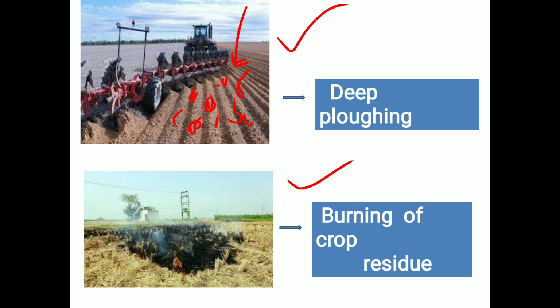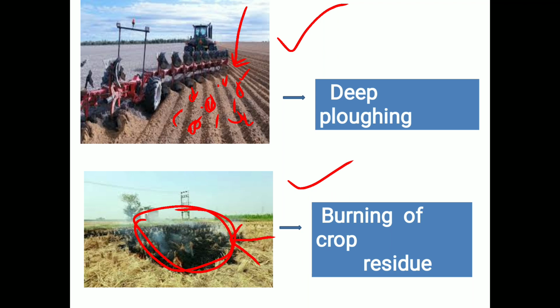Then the next one is burning of crop residues. As we know, most of the time in wheat or sugarcane, after the harvesting of the crop, whatever trash is remaining, that trash or crop residue is completely destroyed. It has both beneficial and harmful effects. What is the beneficial effect? During that burning, most of the harmful pathogens are killed.